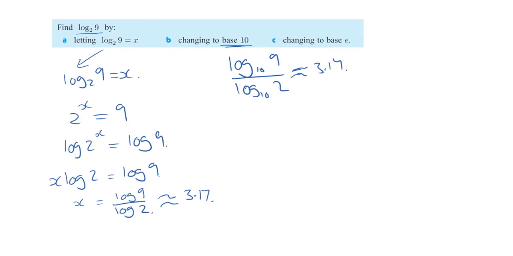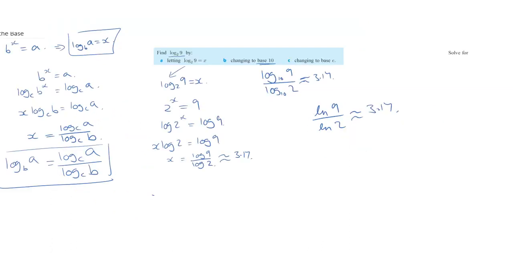And again, if I wanted it base e, okay, that's the natural logarithm, so I could write it as ln of 9 over ln of 2. It still comes out at 3.17 every single time. So that's what's going on here.